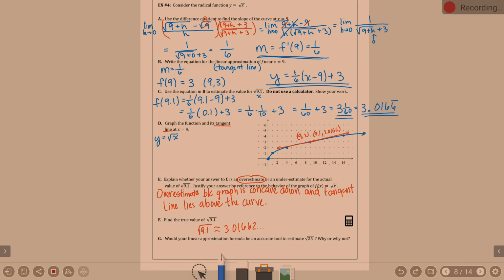Now, this worked. We found this was all based on finding at 9, right? And we are trying to then estimate 9.1. G asks, would your linear approximation formula be an accurate tool to estimate the square root of 25?